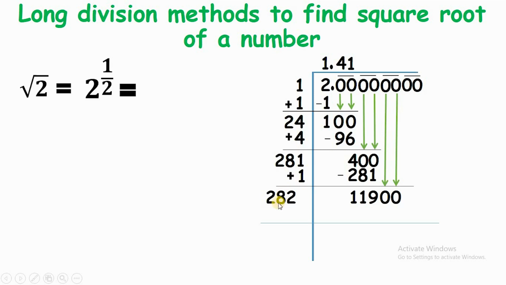1 plus 1 is 2. Take down 8. Take down 2. Again you have to find the number over here. So we'll write take 4, and when you multiply 2824 into 4, you'll get 11,296. So again you subtract it.